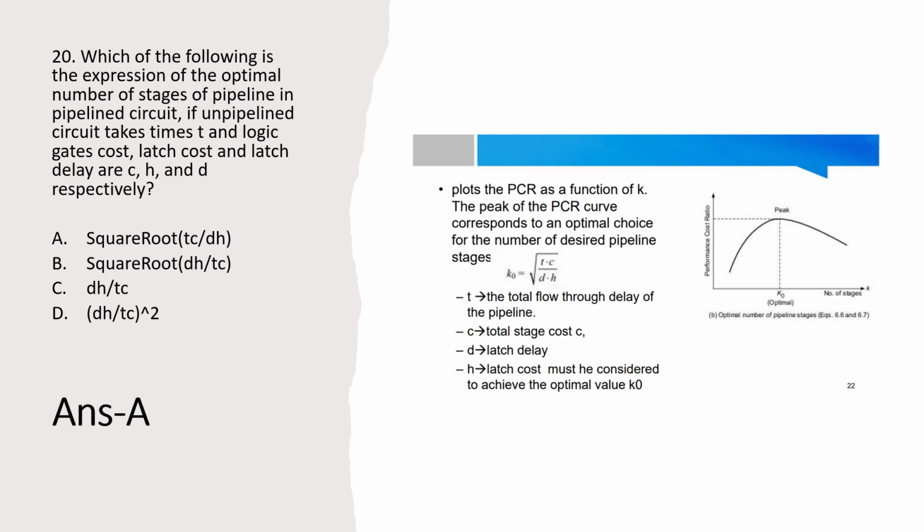So this is the last question of the video solution, and it is asking about the optimal number of depth, the stages in the pipeline. So the question is, which of the following is the expression of the optimal number of stages of the pipeline in a pipeline circuit if an unpipelined circuit takes time t and the cost and logic delay are c, h, and d respectively.